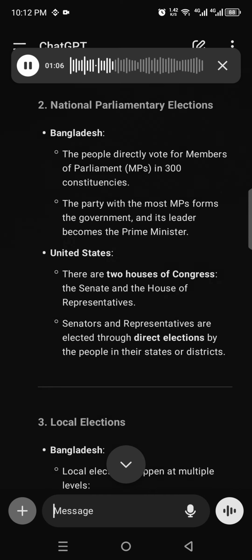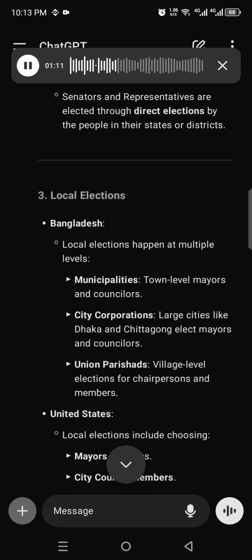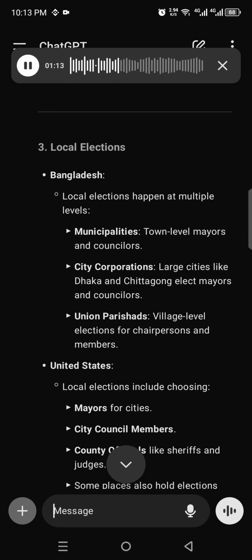3. Local elections. Bangladesh. Local elections happen at multiple levels: municipalities, town-level mayors and councillors, city corporations. Large cities like Dhaka and Chittagong elect mayors and councillors. Union parishads, village-level elections for chairpersons and members. United States, local elections include choosing mayors for cities, city council members, county officials like sheriffs and judges. Some places also hold elections for school boards and other local bodies.